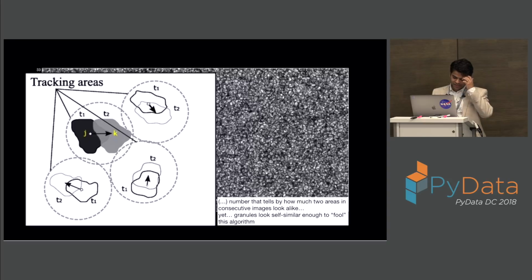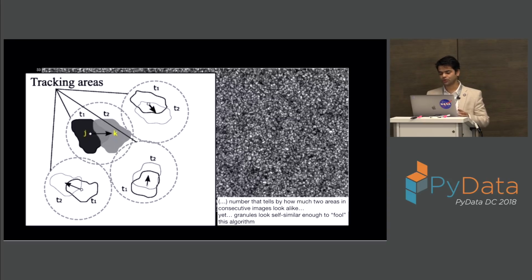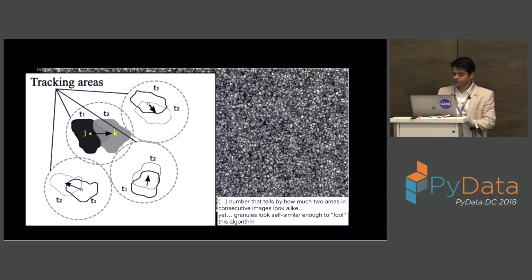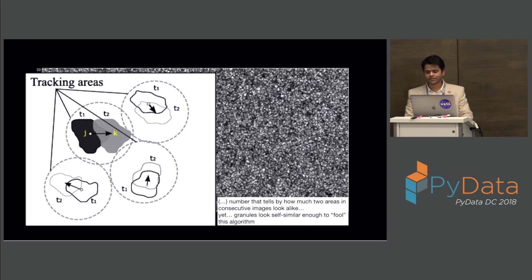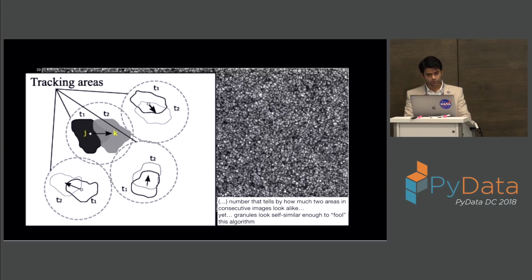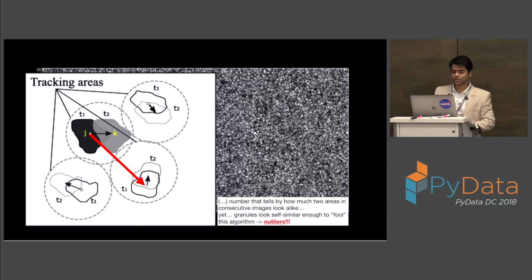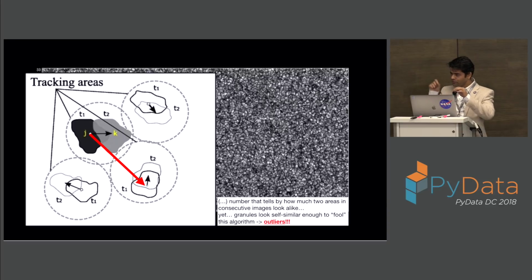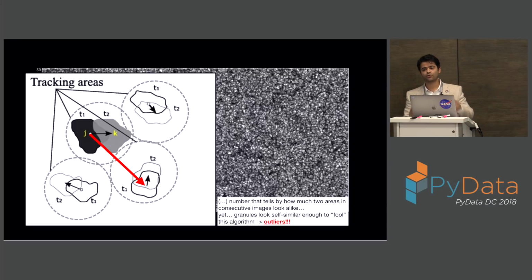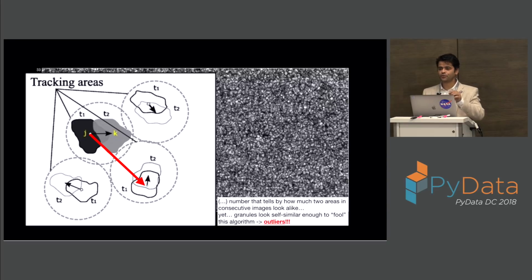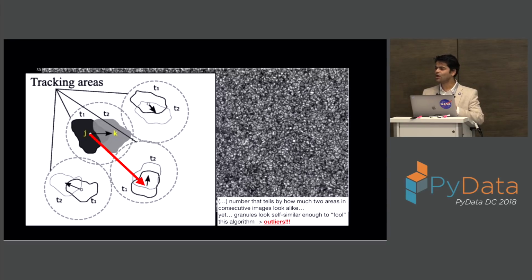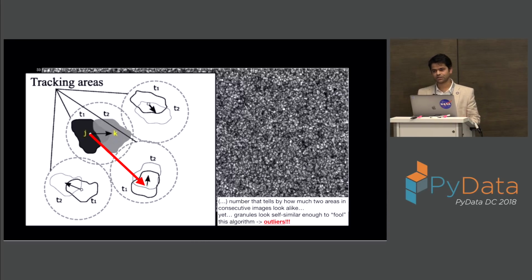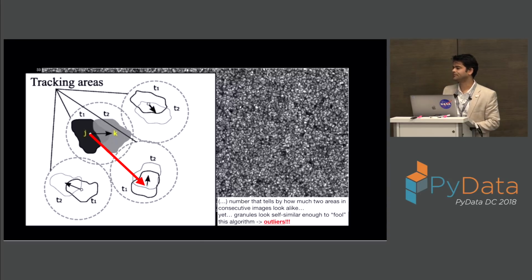But the problem is, as I said, it's a number that tells you by how much two areas in consecutive images look alike. But granules already look quite self-similar. And that is actually enough to fool this algorithm. And so you end up with outliers, because in those little areas in which they look for those displacements, they can find twins. You know, another granule that is completely unrelated to the other one. It doesn't move there, but it looks enough like the other one. And so that's how you get outliers. So this is a motion that is not physical. It is just because of a similarity metric which is not robust enough.